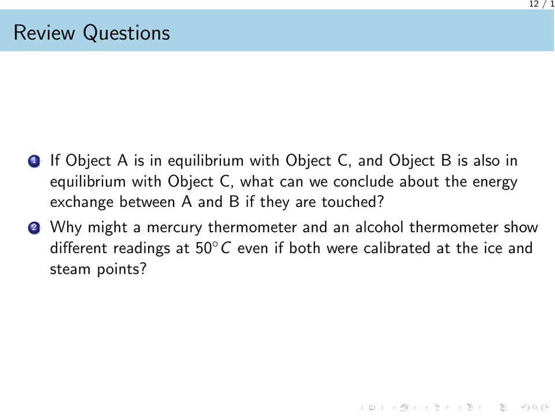Second, why might a mercury thermometer and an alcohol thermometer show different readings at 50 degrees Celsius, even if both were calibrated correctly at the ice and steam points? This happens because the two liquids expand at different rates, highlighting the need for more universal measurement standards.